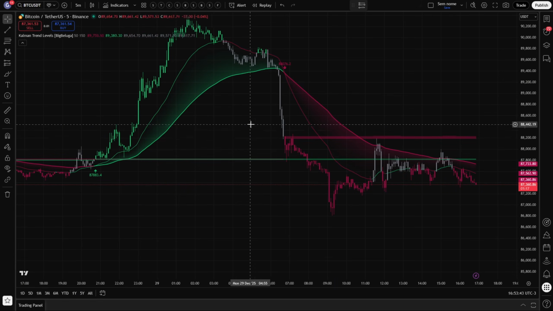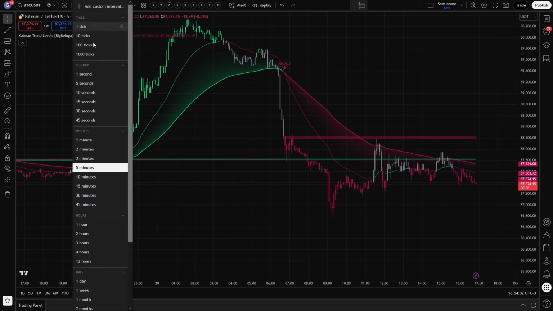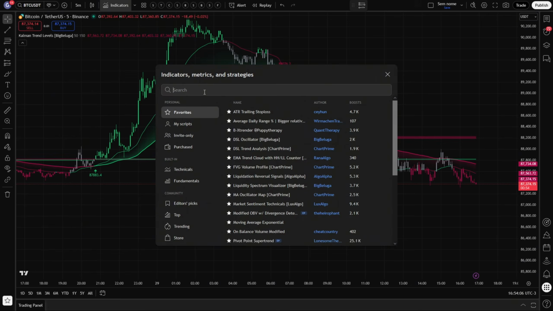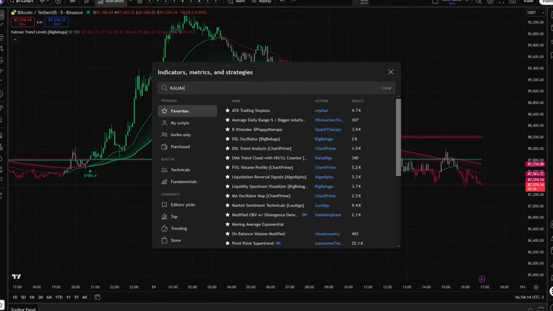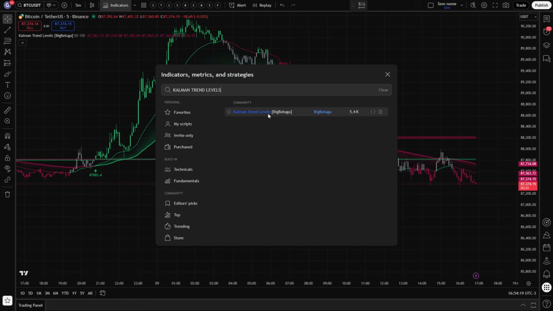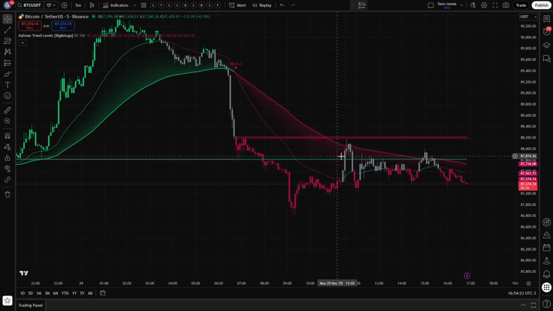I'm here on Bitcoin USDT, which is an excellent cryptocurrency for trading with the trend, because it's quite volatile and also follows trends very well. However, you can use it to trade on any type of chart, whether it's Forex, crypto, stocks, or indices. I'm also on the 5-minute chart, but you can choose any time frame. Head over to the indicators section and search for KALMAN Trend Levels. This big beluga version, just click on it and it will appear exactly as it does on my chart. It will immediately tell you the trend and also mark the support and resistance regions.